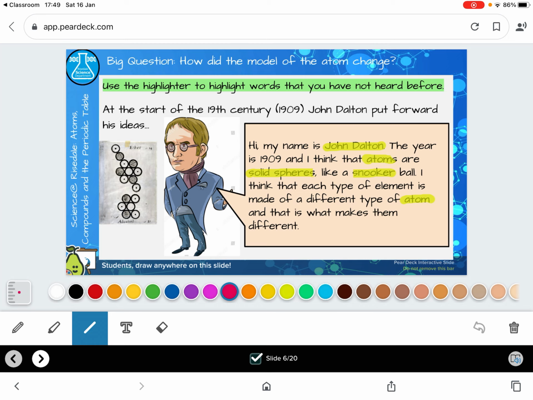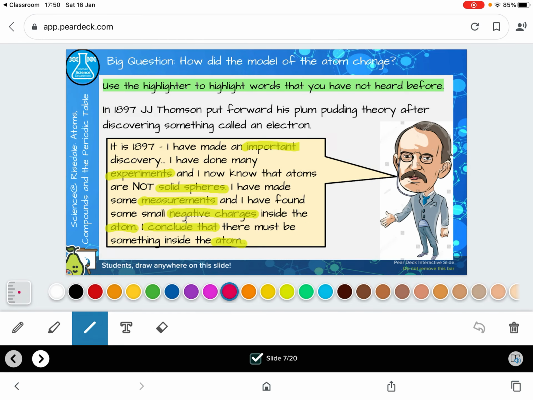So the words that are highlighted here are the words that you weren't sure of. So if you remember back when you learnt 3D shapes in Key Stage 2, a sphere is like a round shape, a ball. So it could be a football instead of a snooker ball. So John Dalton thought that atoms were like footballs, but that they were solid in the middle. Footballs are obviously filled with air, so that's why we don't use it as an example. Snooker balls or pool balls or billiards are solid hard balls. Okay? And he thought that every element was made of a different type of atom.